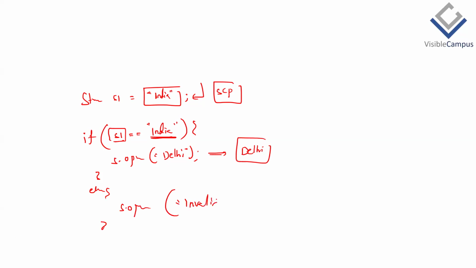Let us just assume that instead of giving the input directly in the program, we give the input from the scanner class. Whenever we use a scanner class, that object will be assigned to this s1 variable. Where will that object be created? In heap or in SCP?